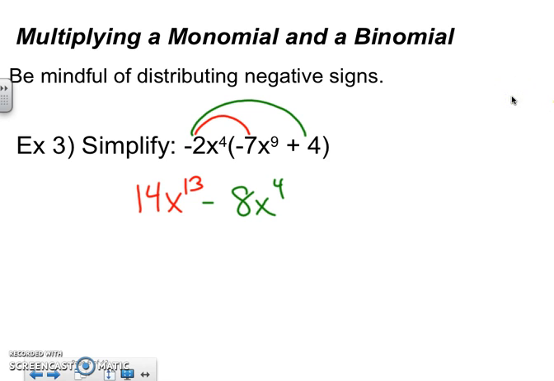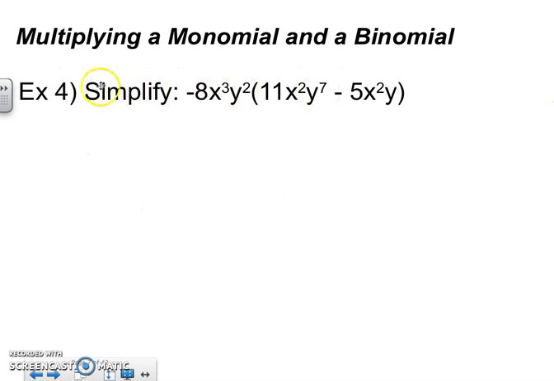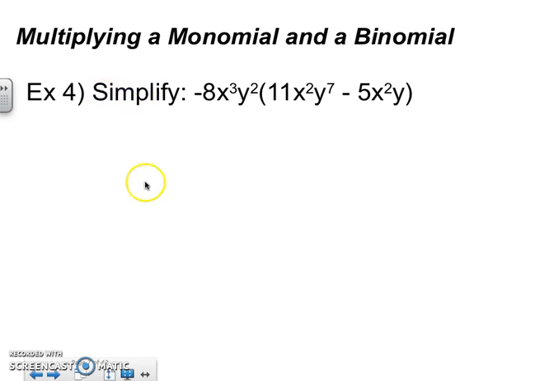So why don't you try this last example, which looks a little hard, so I'm going to do it with you. Same thing, I'm going to multiply my coefficients. And I know negative 8 times 11 is negative 88. Now I'm going to add my exponents. So I had x cubed and x squared, which is x to the 5th. I had y squared and y to the 7th, which is y to the 9th.